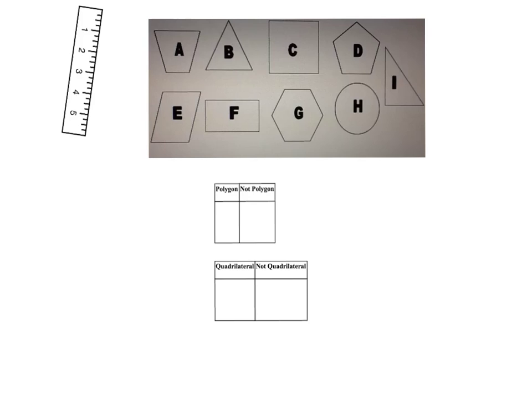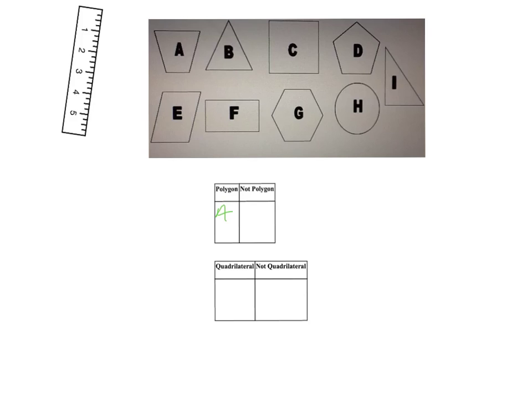So let's look at A. Is A a polygon? Is it closed? Yes. Does it have all straight lines? Yes. Is it two-dimensional? Yes. So A is a polygon. So A would go in this box here, and my boxes are kind of small, so we're going to have to fit them in there. B, where would B be?